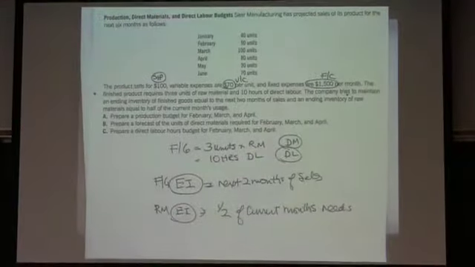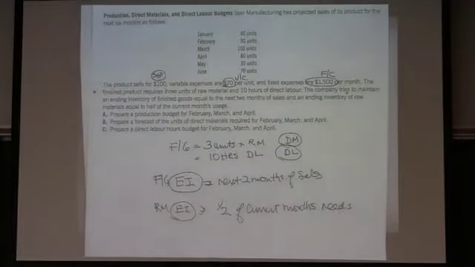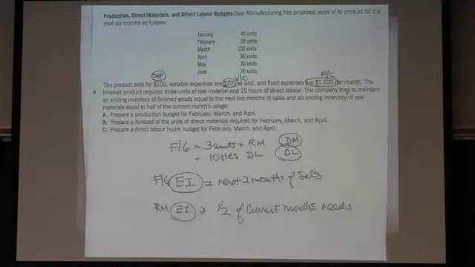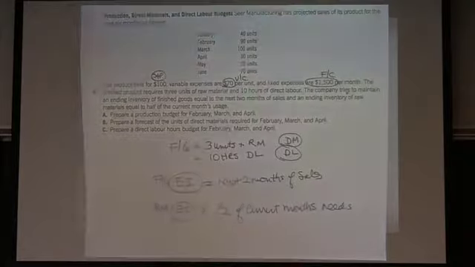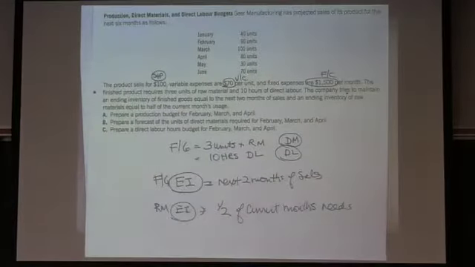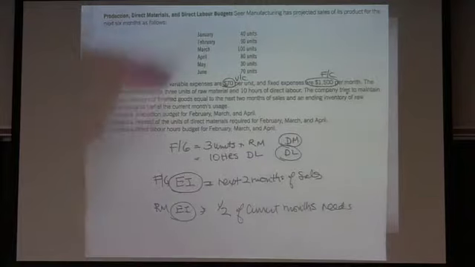So that's what that is, okay? So these are, again, budgeting rules for ending inventory. Now, the first part asks us to prepare a production budget for February, March, and April. That's the first part. So remember, these are the sales budget.